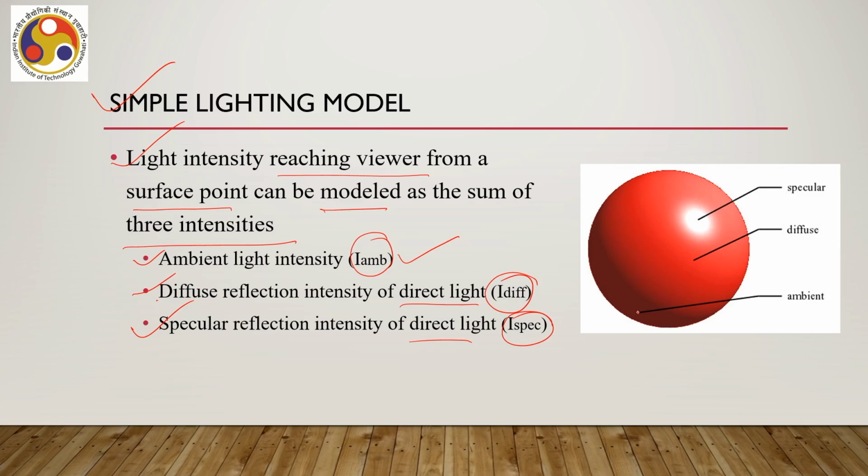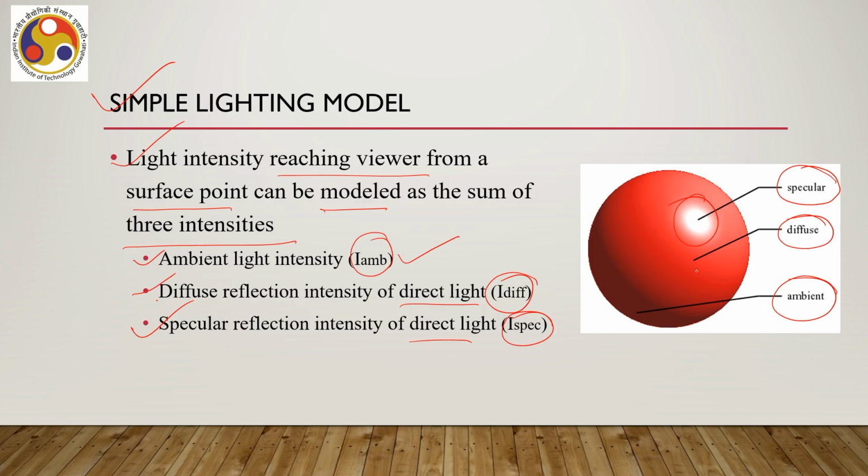So, whatever light falls on the surface of this object after getting reflected from surrounding surfaces, that is called ambient light. If light is coming directly from the source and getting reflected in a diffuse manner, then that is the diffuse light component. If the light comes from the source and gets reflected with a specular effect, that is a shiny bright spot effect, then that is the specular reflection component.